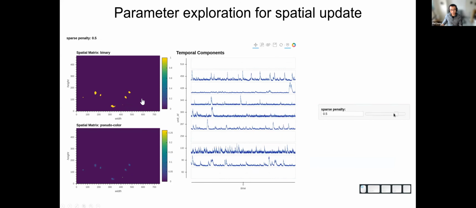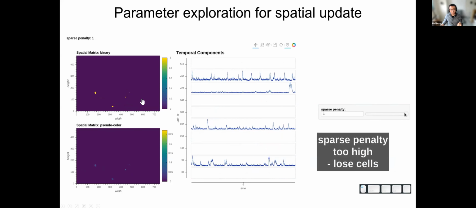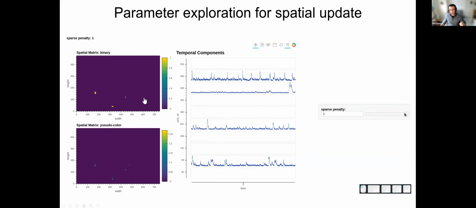But when you increase the sparse penalty too much, you see that it's really starting to constrain how much you can put in the spatial footprint, and it makes everything tiny. In this particular extreme case, it even drops cells for you, which look like they have real calcium activity, and you really don't want that to happen. So again, we want to avoid both extreme cases and use a sparse penalty somewhere in the middle, and Minian helps you choose this value using this visualization.